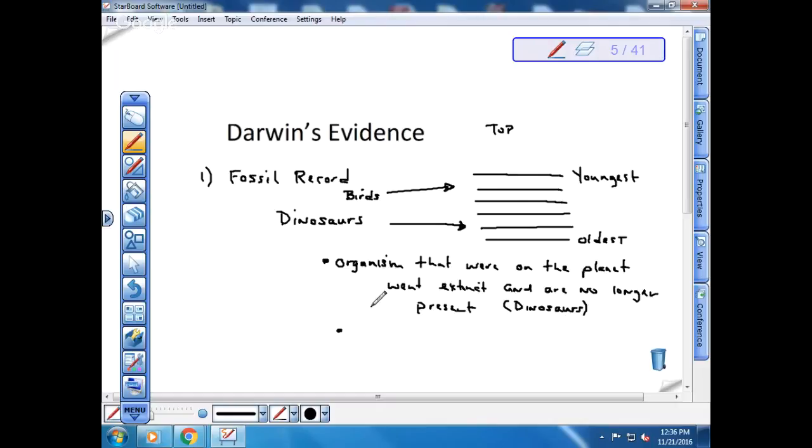And then we could say that organisms show how they change over time. Right. Organisms show how they change over time in the fossil record.